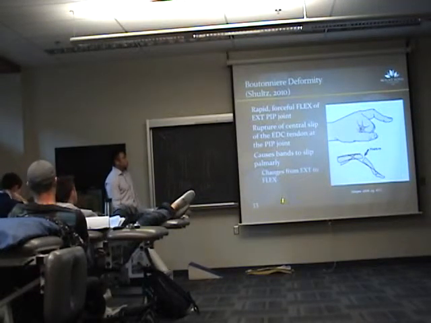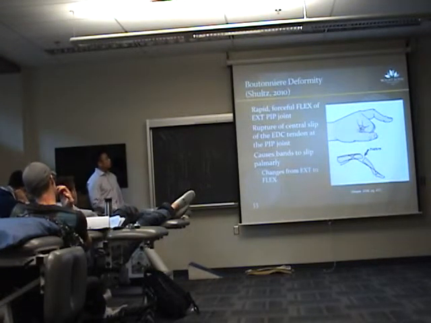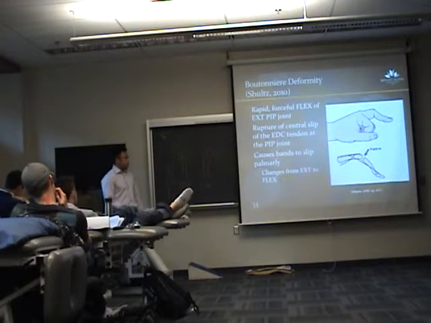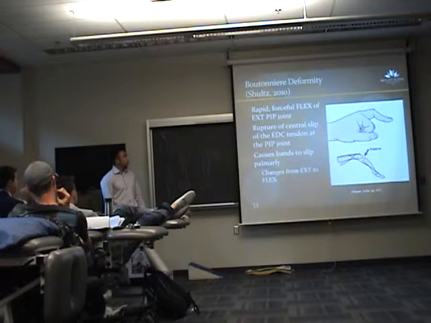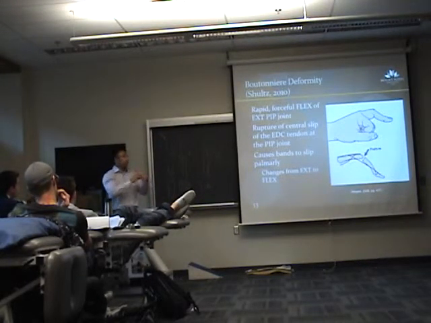Boutonniere deformity, rapid forceful flexion of extensor, PIP joints. Rupture of the central slip. So this is like jersey finger, but it happens up here instead. Okay. So instead of this tendon being disrupted, it's this one up here. What this is trying to say is the person's trying to extend and they get forcefully flexed, and hence their PIP, this joint, falls.